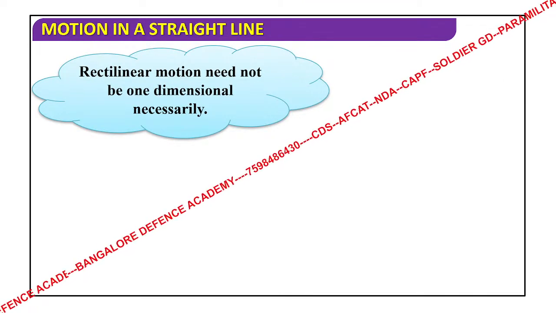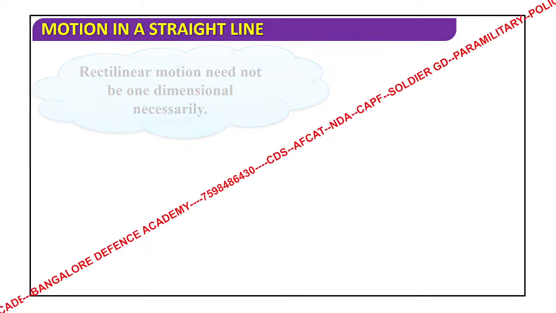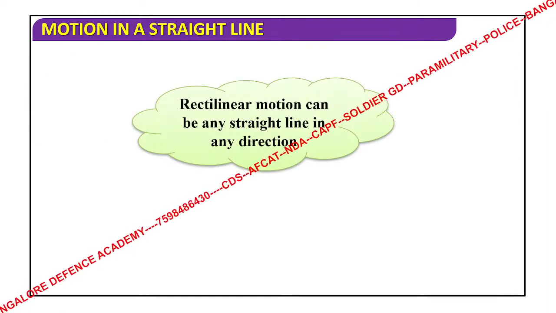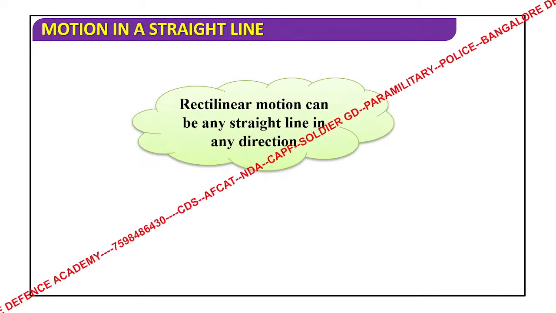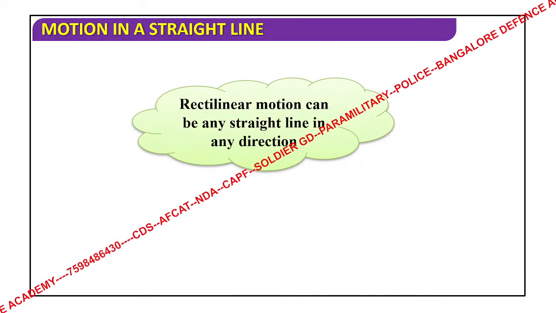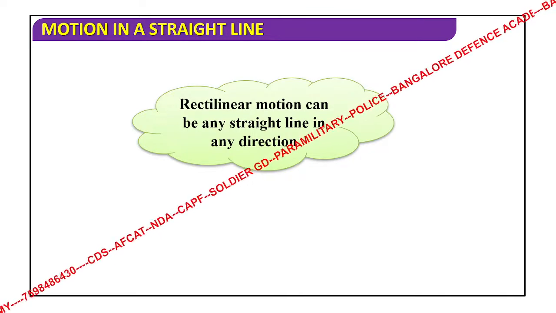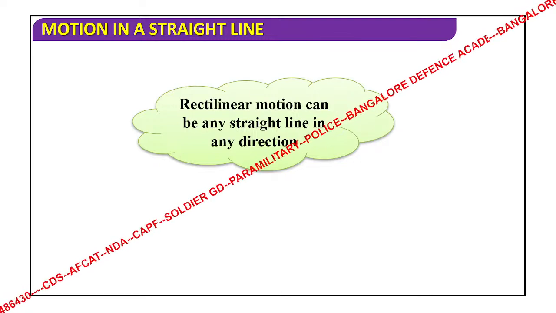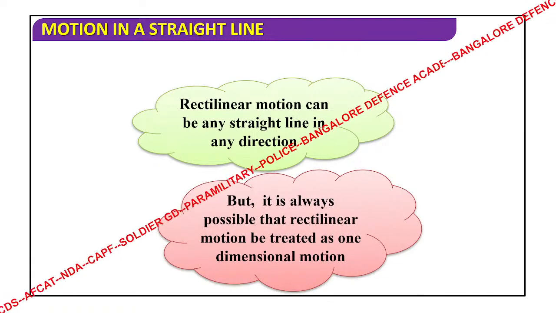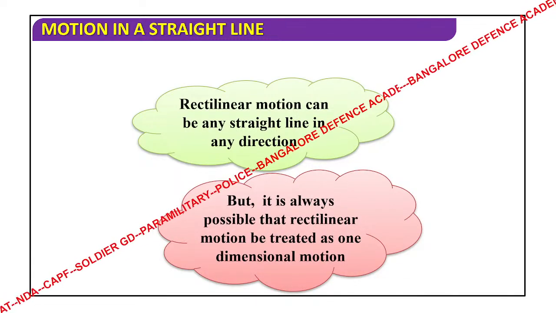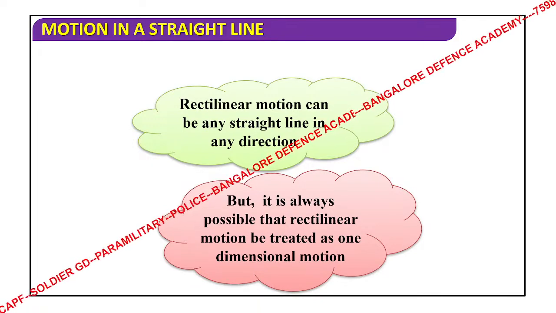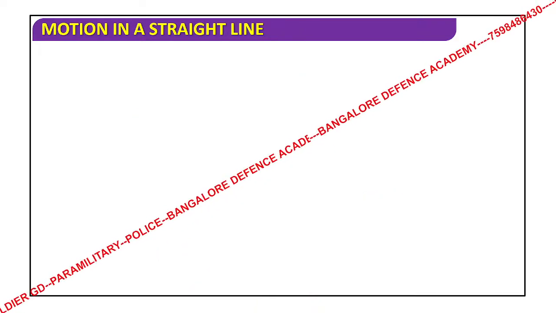Rectilinear motion need not be one dimensional necessarily. It's not compulsory. Rectilinear motion can be a straight line in any direction. It can be x direction, y direction, positive y direction, negative y direction, positive x and negative x. But it is always possible that rectilinear motion be treated as one dimension motion only.